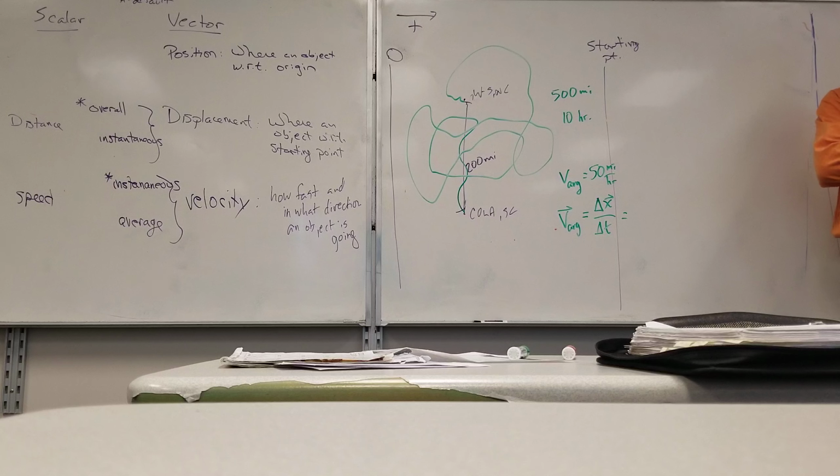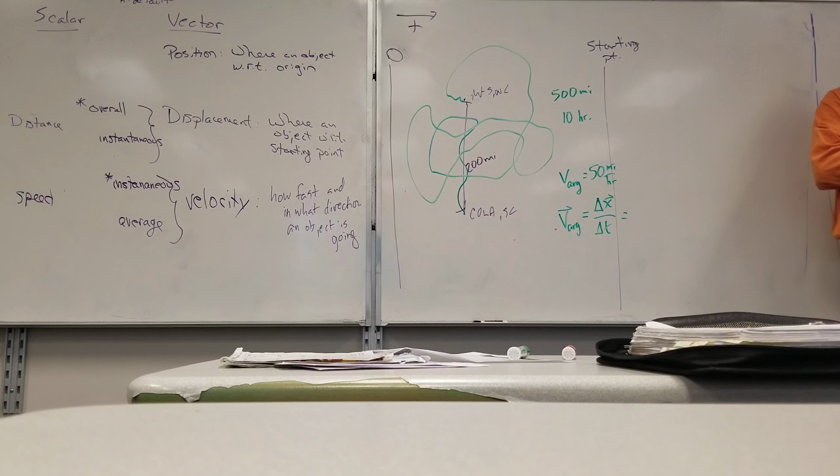How'd you get 20? The displacement's 200 divided by time is 10 hours. All right. You answered a different question, and you left something off. So, all right, you're almost there. What is the displacement? Is 200 miles. Someone else want to help him out?